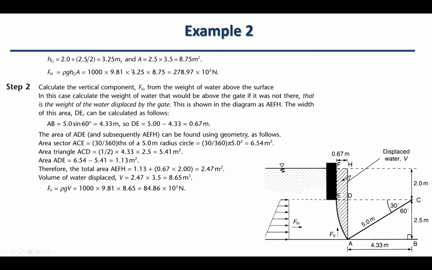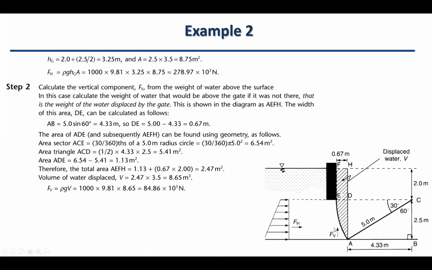Just pay attention. We have the area, we have the h_G, so we can easily calculate F_H, which is rho g h_G A. Rho is 1,000, g is 9.81, h_G is 3.25, times the area 8.75. The result is 278.97 thousand newtons. Not per meter, because we calculate for the whole 3.5 meter length of the gate. So that's F_H.